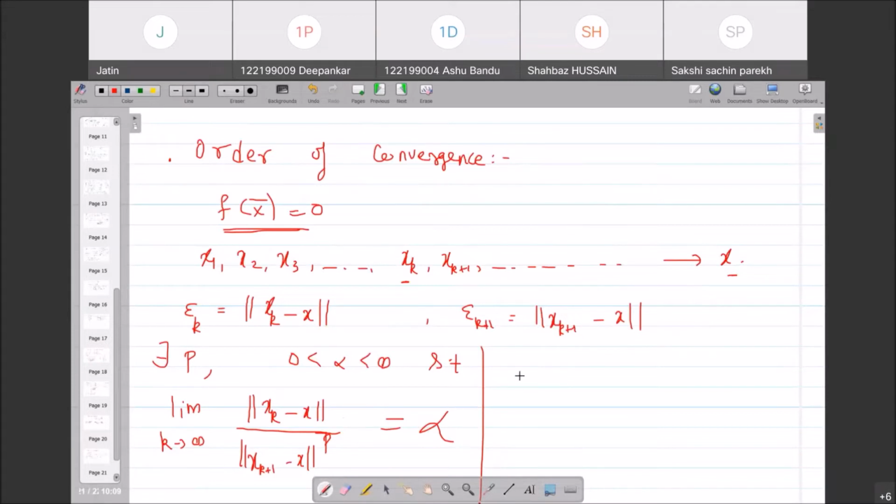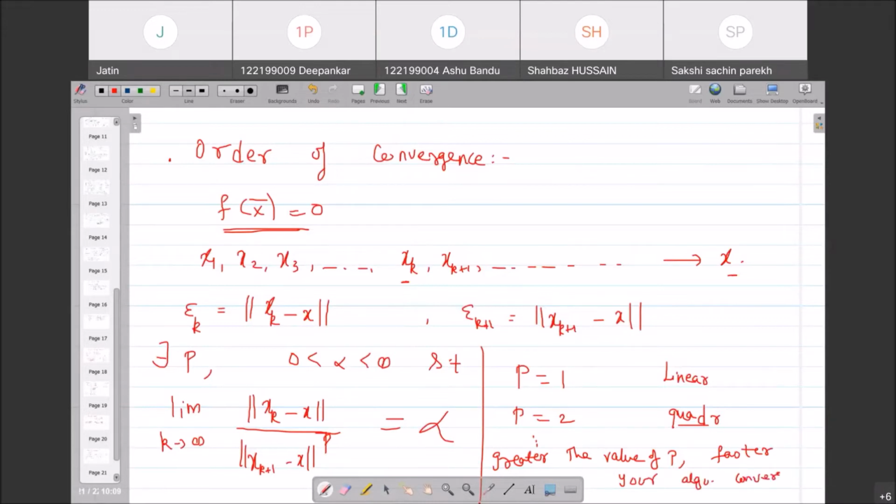When your p is 1, we call this a linear convergence. It converges linearly. When p is 2, we say it's a quadratic convergence, meaning it converges quadratically. When p equals 3, we say it's a cubic convergence. P equal to 4, we say biquadratic convergence. P equal to 5, we say quintic convergence. In general, the greater the value of p, the faster your algorithm converges.